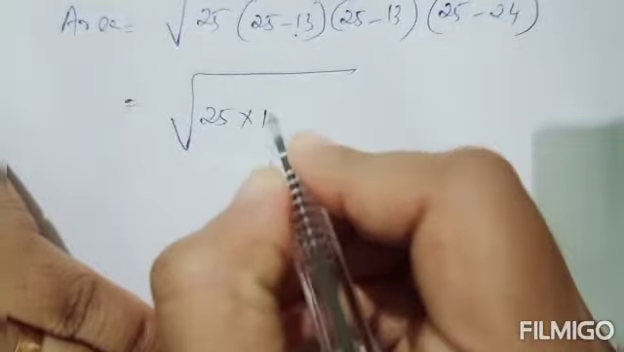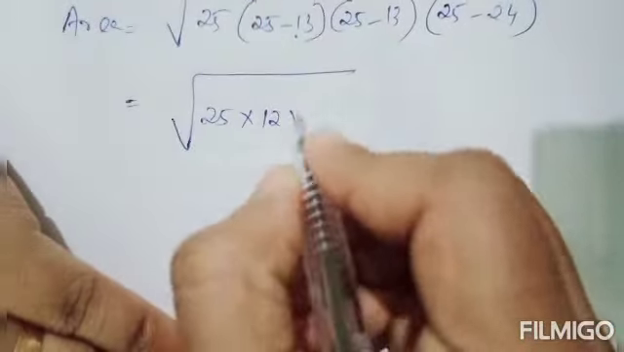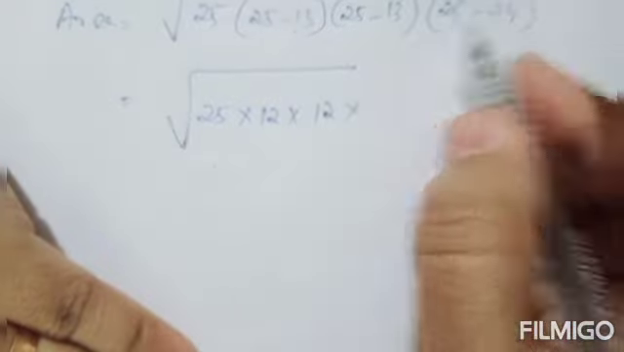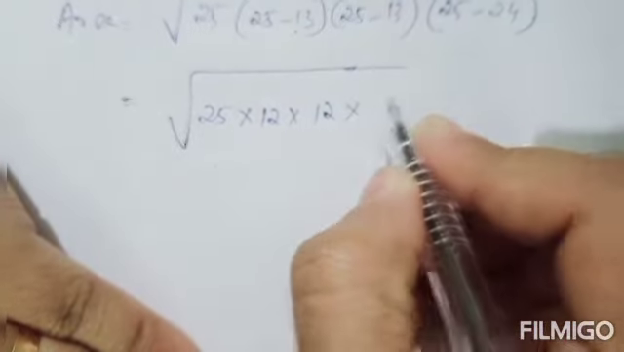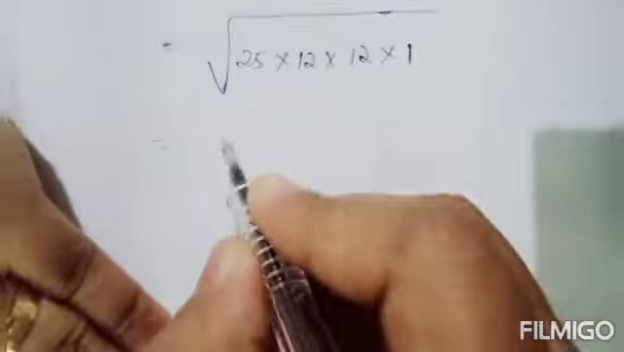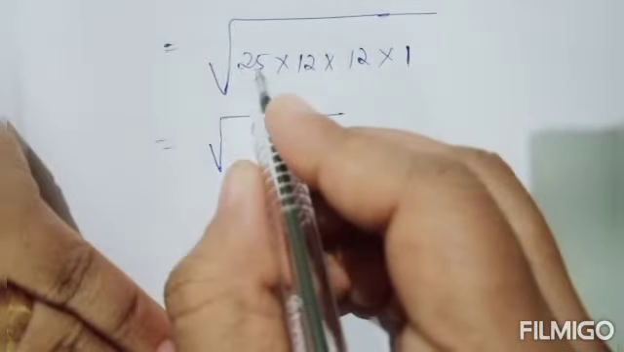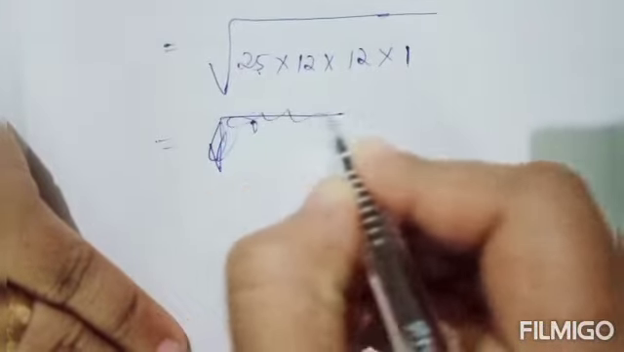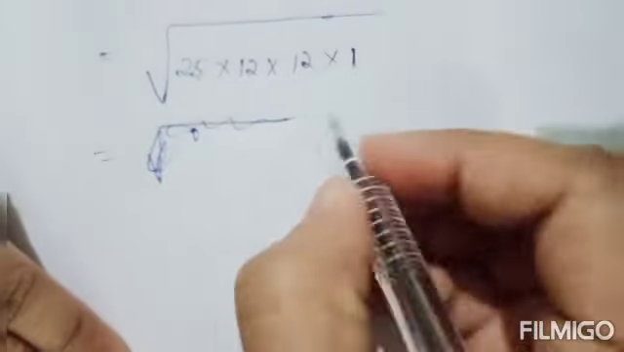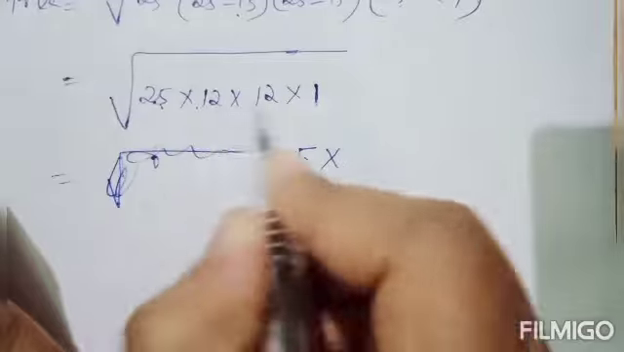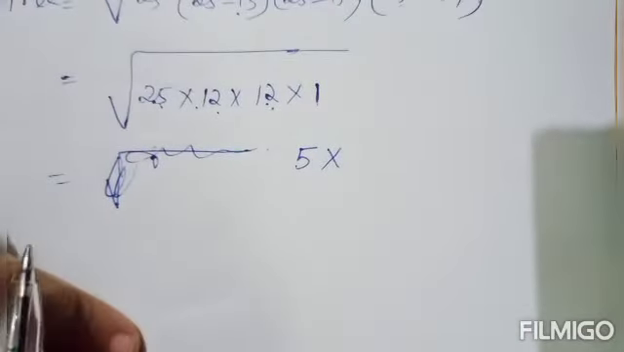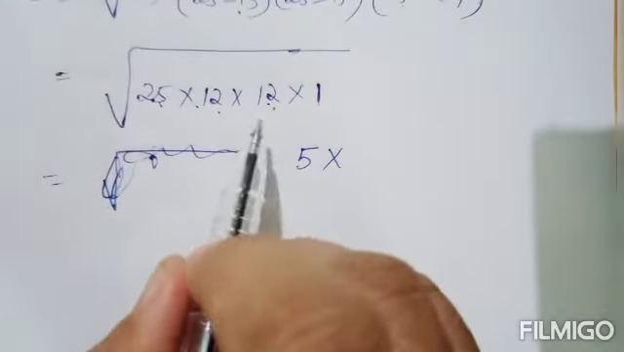So root of 25 into 25 minus 13, it is 12, 12 into 25 minus 24, it is 1. Okay, so root of 25, it is 5, into 12 twice is coming. So one time you can take outside.